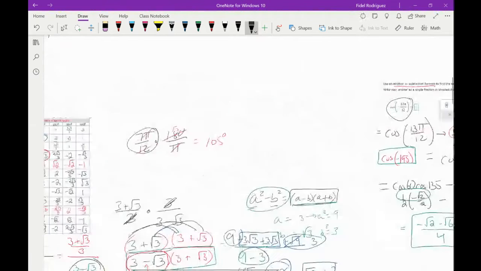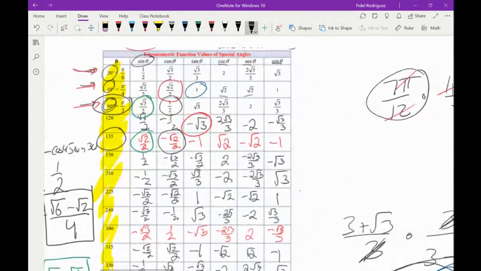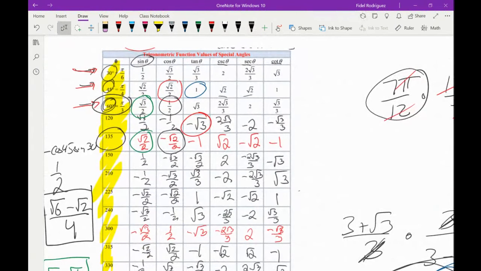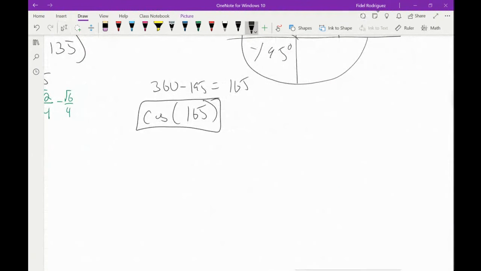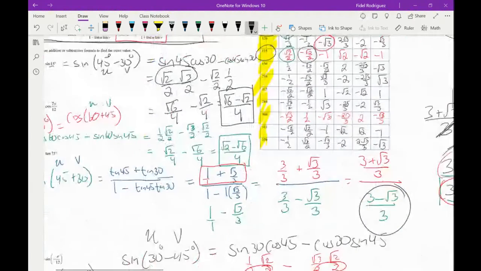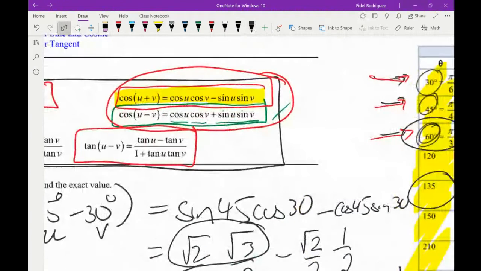Okay, so let's see if we can do this again using cosine of 165. What I want to do here, y'all, is how can I come up with 165 using those numbers there? 120 and 45? Okay. So let's try that. Maybe I'm doing something wrong here. Cosine of 120 plus 45. I'm going to scroll back one more time to use my formula. Here we go. So cosine U, cosine V minus sine U, sine V.